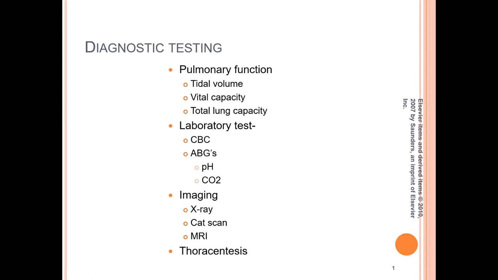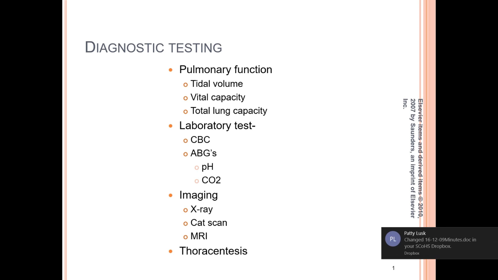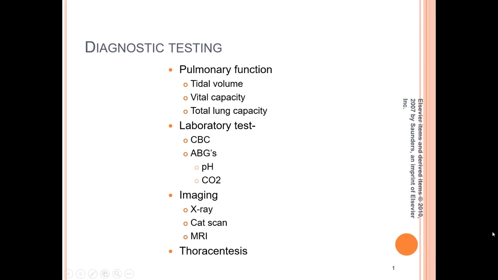There are several tests that are done preoperatively to determine pathology and treatment. Pulmonary function tests measure the lungs' function. Tidal volume is the amount of air exhaled during normal respiration. Vital capacity is the total volume of air exhaled after maximum inspiration. The total lung capacity is the total amount of air in the lungs when fully inflated.